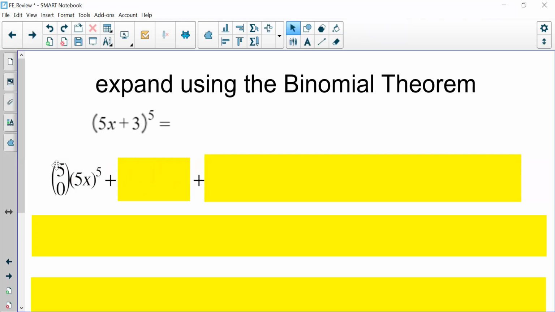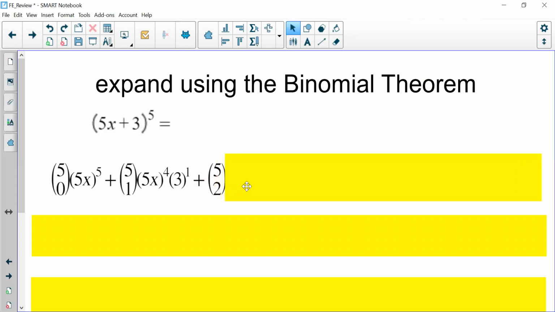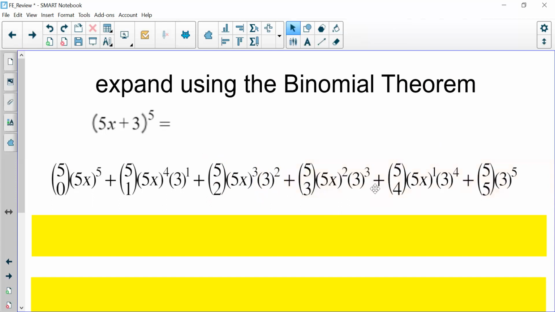The next term is 5 choose 1. But now 5x goes down a degree. It's now 5x to the 4th. And the other term, 3, goes up a degree. So having 0 3s to 3 to the 1st. And then this pattern continues. The next term would be 5 choose 2. 5x is now going to go down to the 3rd power, and 3 is going to ascend to the 2nd power. And that pattern continues until there are no more 5x's. The last term has no 5x's, but the 3 term is at its greatest power, 3 to the 5th.